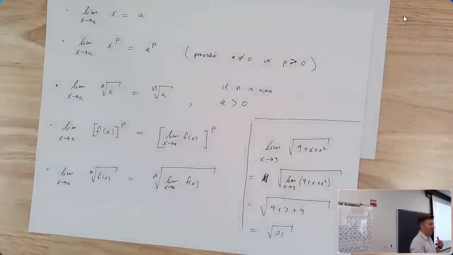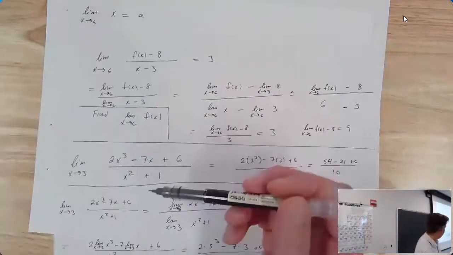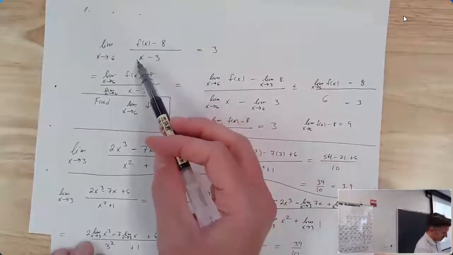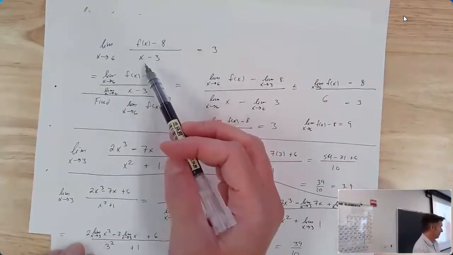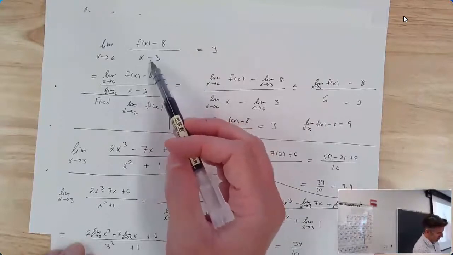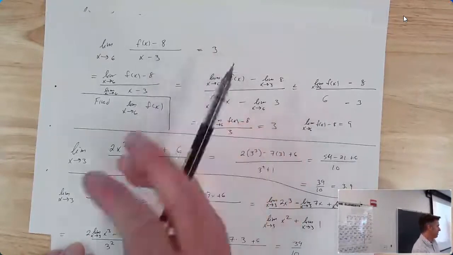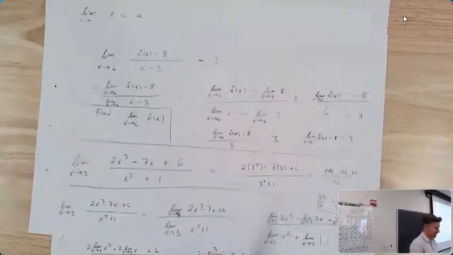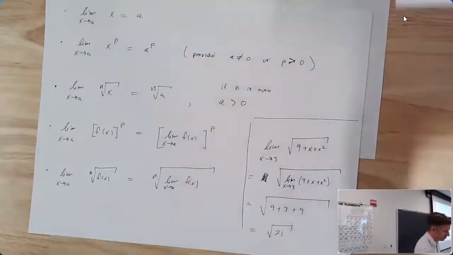Now, could we have done that problem without using these rules? Sure. We could have just said, well, I know that I need something minus 8 over 6. I could have just plugged in 6 for x and said this minus 8 over 6 minus 3 is 3, and then solved for f of x that way. That would have worked as well, but it's a little less precise.